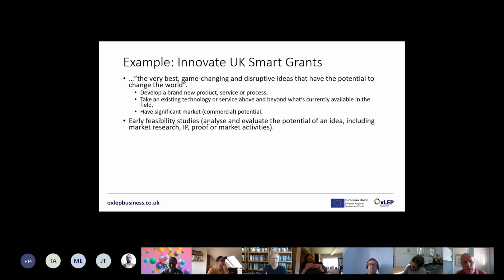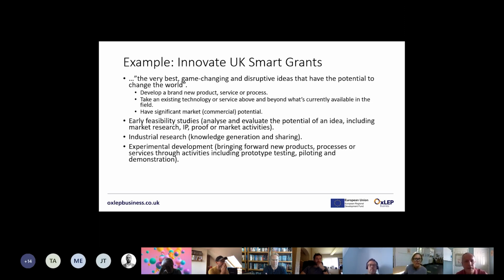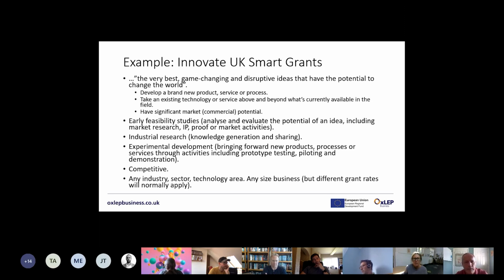And it does have to have significant market potential. So they will fund early feasibility studies all the way through to what they call industrial research and experimental development. Now, you have to go and look at the definitions of these different parts of the innovation process, which are Innovate UK's descriptors, and you have to tell them where you think you are in that process. Highly competitive, but open to any industry sector or technology area and different sizes of business.